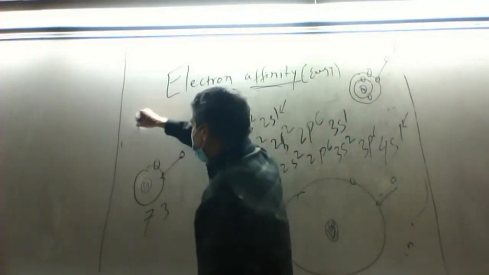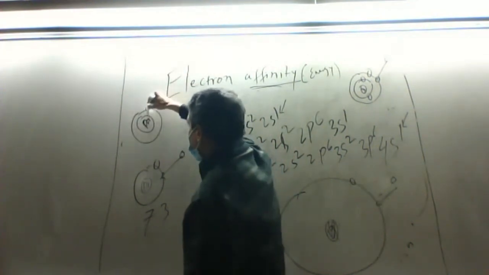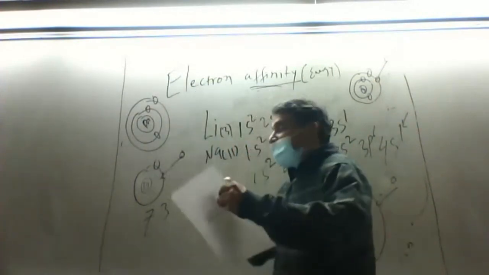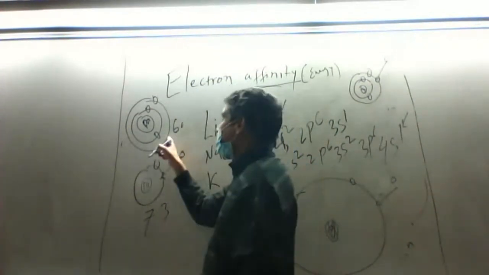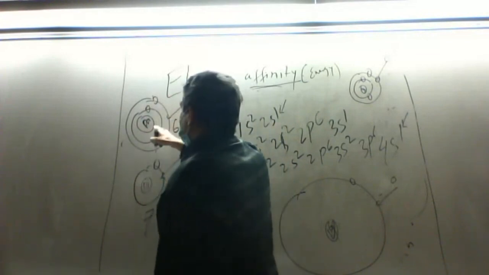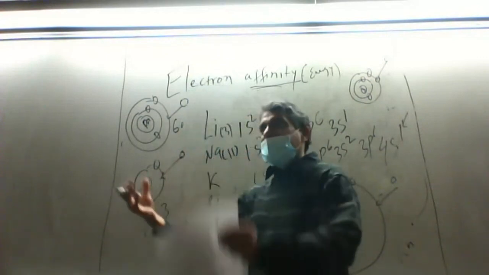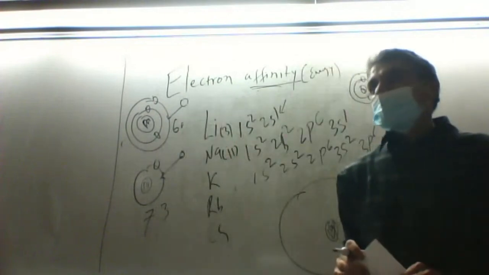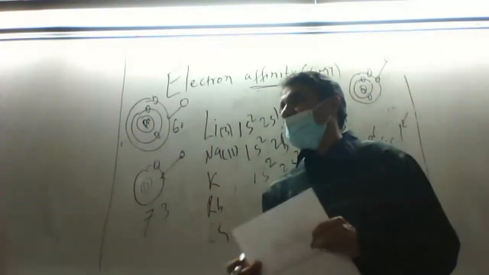In lithium, you have 3 protons, 2 electrons here, and 1 electron here. The electron affinity value for lithium is 60, while hydrogen at the top was 73. So if an electron is coming from outside, lithium is not as willing to take it compared to hydrogen. Hydrogen was willing to take an incoming electron, but lithium is not as willing. It may take it, but it is not willing.